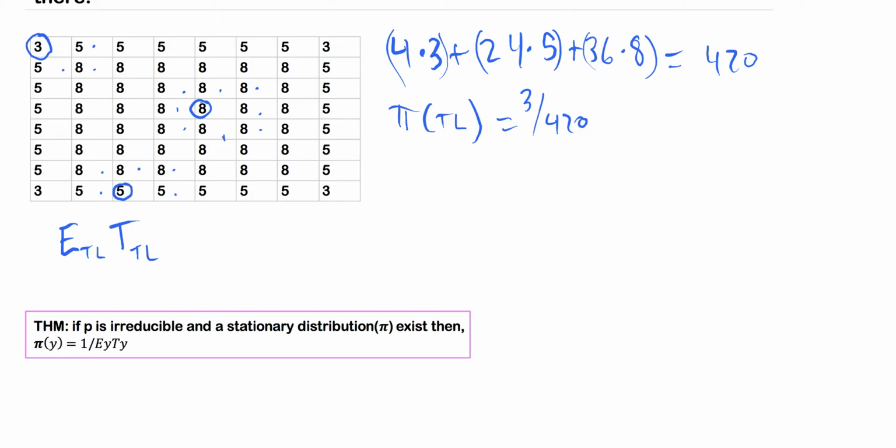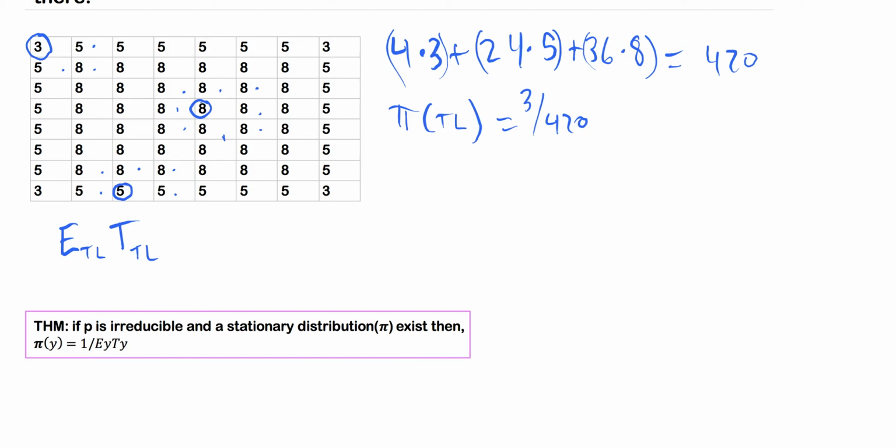If P is irreducible, and remember that irreducibility simply means that we can get from one place to another and back again. So if we start at the top left, we can move to any position on the board in a certain number of steps and get back to the top left in a certain number of moves. And we can do this for any position on the board, right? The king can go to any position and get back to any position. So therefore, it is irreducible, and a stationary distribution exists. Well, we just found the stationary distribution for the top left corner. We could do it for something like the bottom left or the position to the right of that. It doesn't really matter, but we can find any stationary distribution, right?